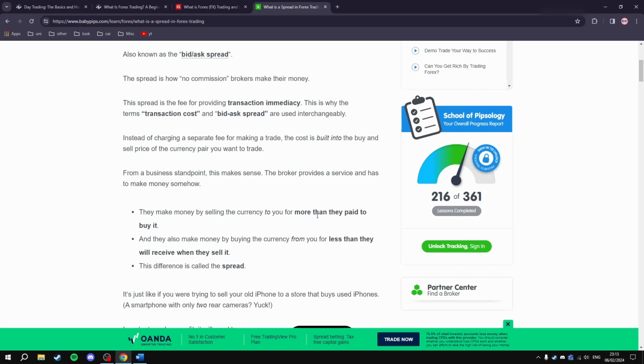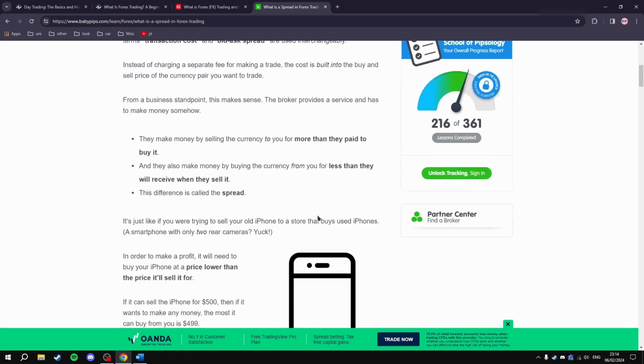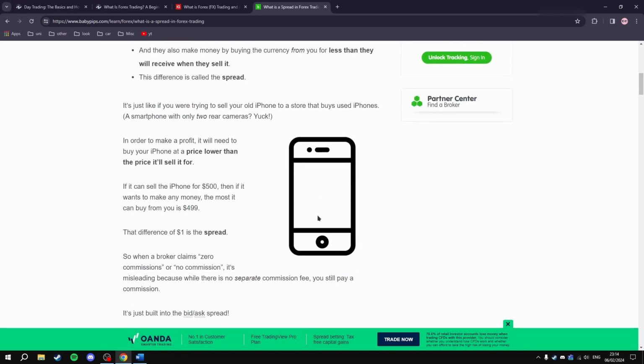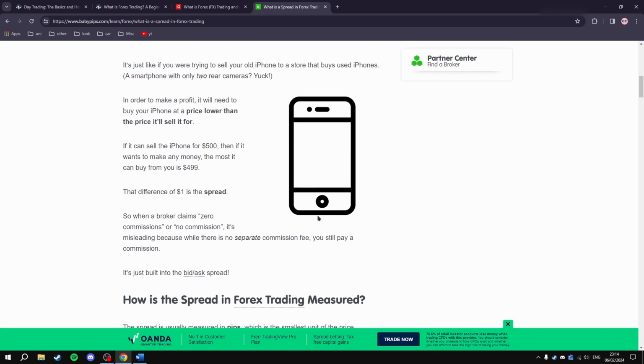They also make money by buying the currency from you for less than they will receive when they sell it. The difference is called the spread. It's just like if you're trying to sell your old iPhone to a store that buys used iPhones. In order to make a profit, they will need to buy your iPhone at a price lower than the price it will sell for.